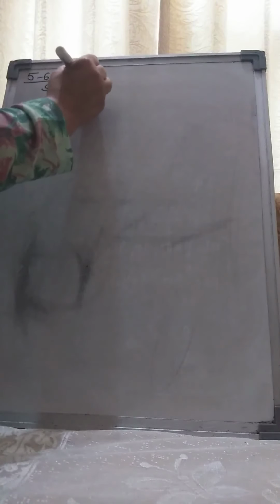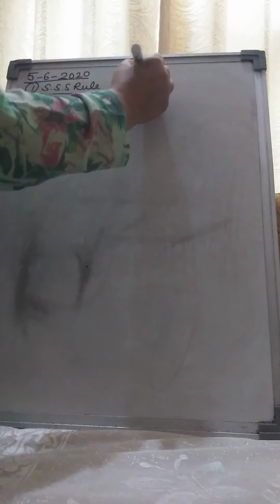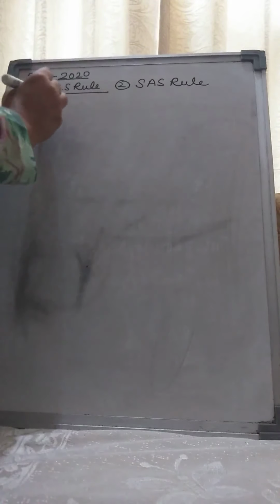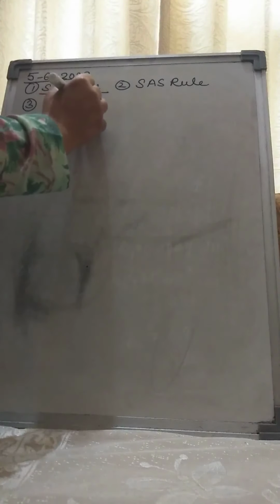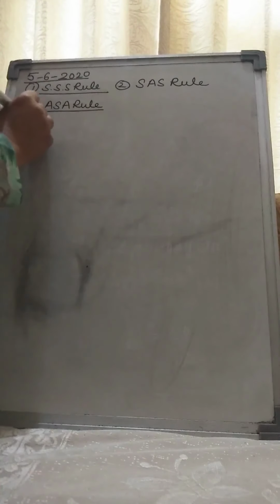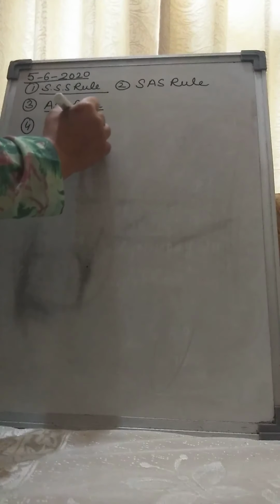Now we will do the last rule of congruency. First we have done the SSS rule, side side side, this was the first. Second, SAS rule, second rule. Third, today that we have done is ASA rule, and now the fourth one which we are going to do is RHS rule.